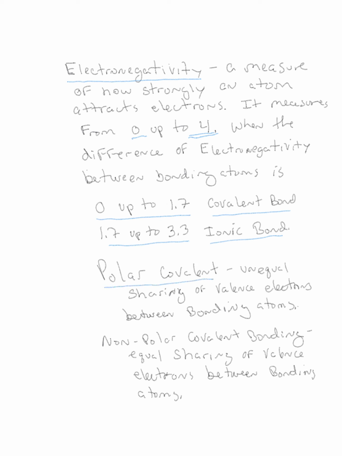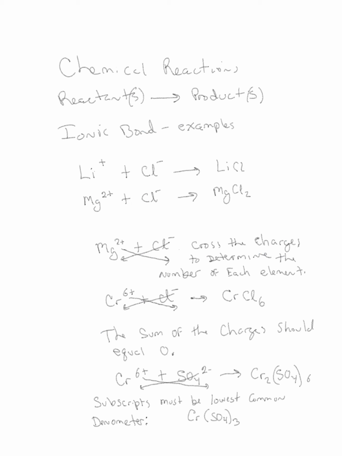There are two types of covalent bonding that can occur. A polar covalent bond means there's an unequal sharing of valence electrons between atoms. In non-polar covalent bonding, there's an equal sharing of valence electrons between bonding atoms. Okay, so in a chemical reaction, you have reactants and products.